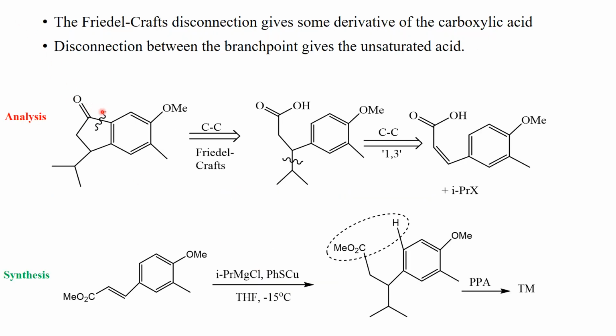Here is another example. First, it is disconnected here by using Friedel-Crafts reaction and we obtain this carboxylic acid. Next is 1,3 disconnection. We obtain an isopropyl halide and a double bond. During synthesis, we took this ester and reacted with isopropyl magnesium chloride, we obtain this intermediate, and in the presence of polyphosphoric acid, cyclization takes place to get the required target molecule.